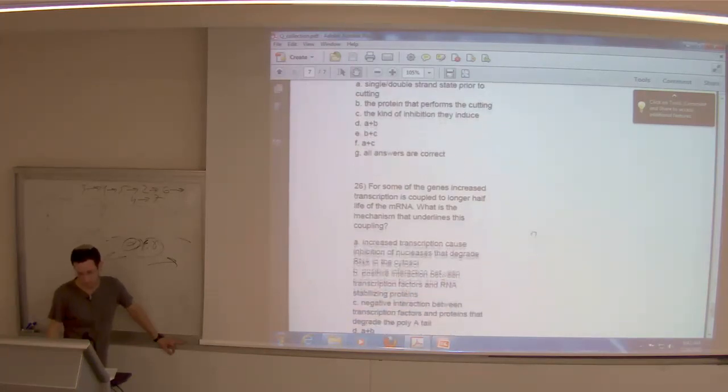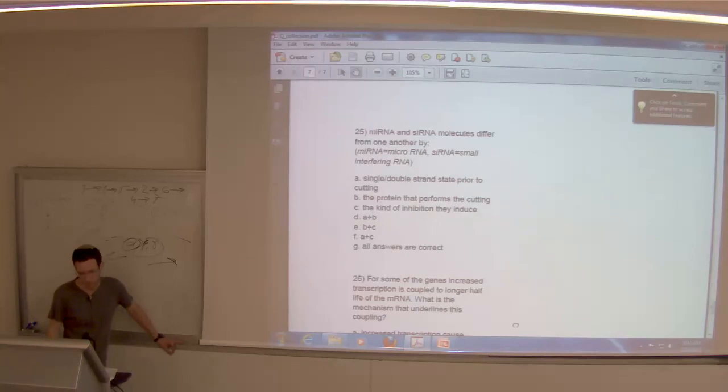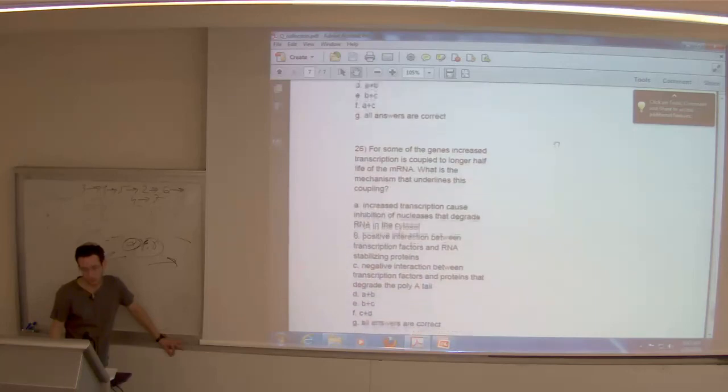So what is the protein that performs the cutting? It's the same one for microRNAs and siRNAs. This is why it's Drosha, an endonuclease named Drosha. And I think we've mentioned Dicer in class on the slide. So never mind Drosha, Dicer is the endonuclease that cleaves these 2 molecules. So they are not different in this sense. They have the same protein that cleaves them.